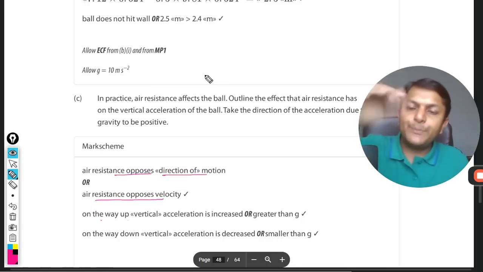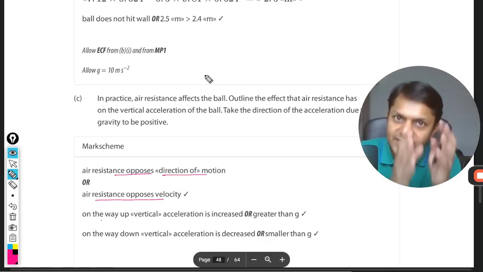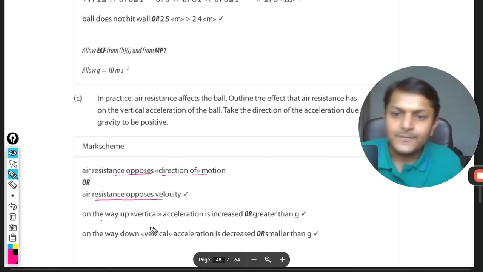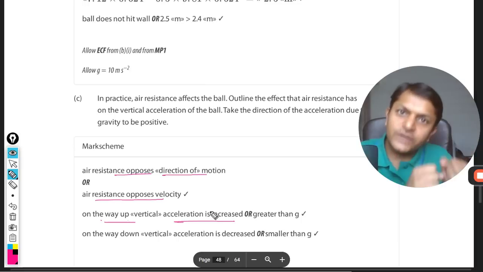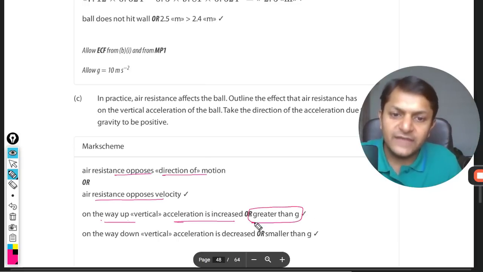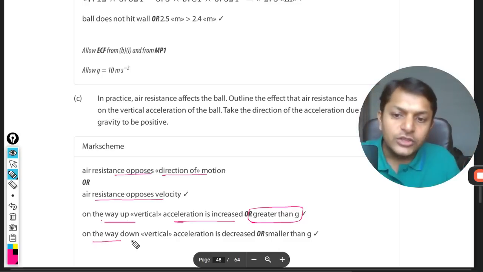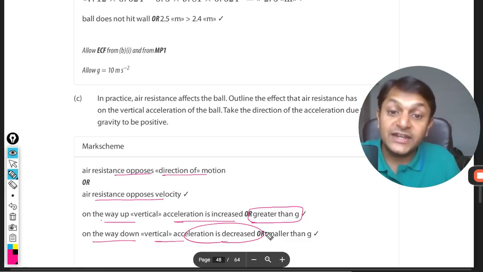If it is going up, the drag force will be acting downward, so it will not be able to reach the same height. On the way up, the acceleration is increased, like the downward force is increased. It is weight plus drag, so it is greater than gravity, and that is why it will not be able to reach the same height. On the way down, the vertical acceleration decreases.